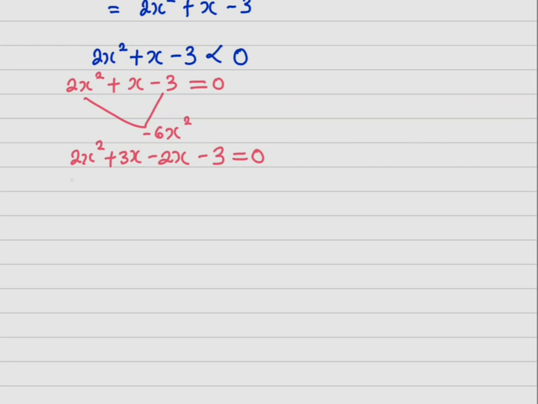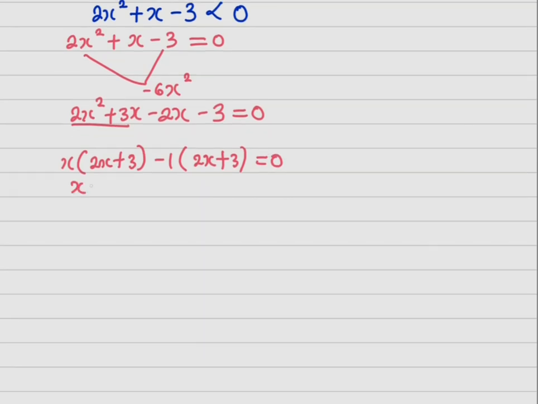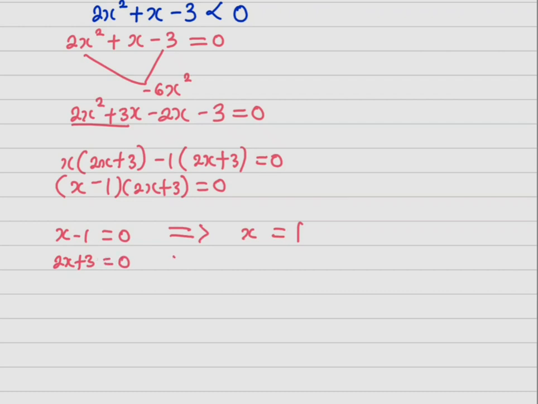So we factorize further. What is common for the first two is x, so we have x times 2x plus 3. For the second two, what is common is minus 1, so we have minus 1 times 2x plus 3, equals 0. So we have x minus 1 and 2x plus 3 equals 0. Therefore, x minus 1 equals 0 implies that x equals 1. Then 2x plus 3 equals 0 implies that x equals minus 3 over 2.